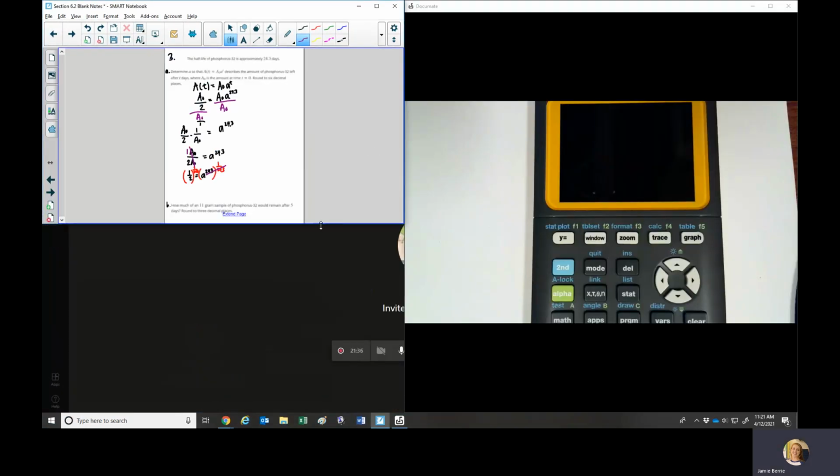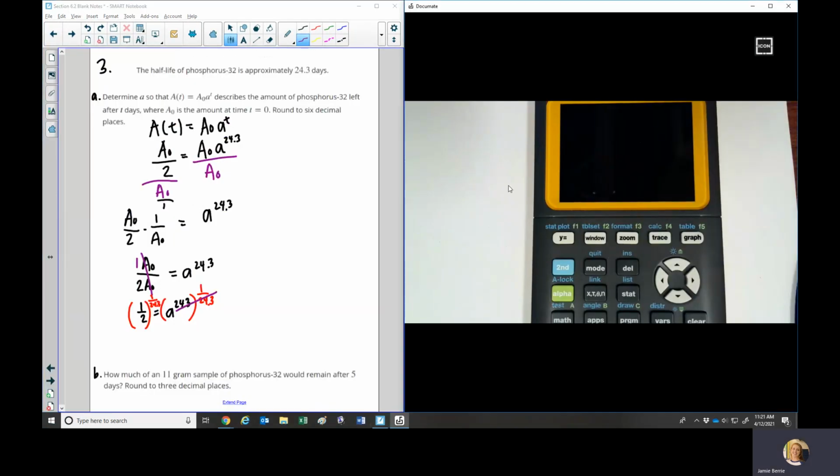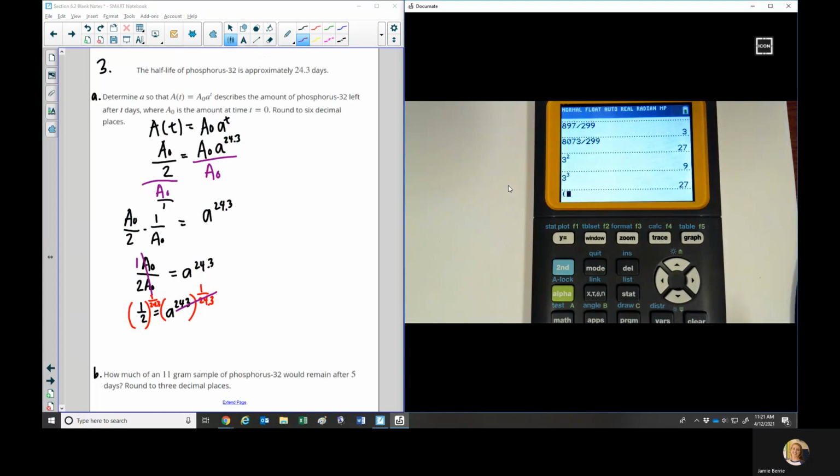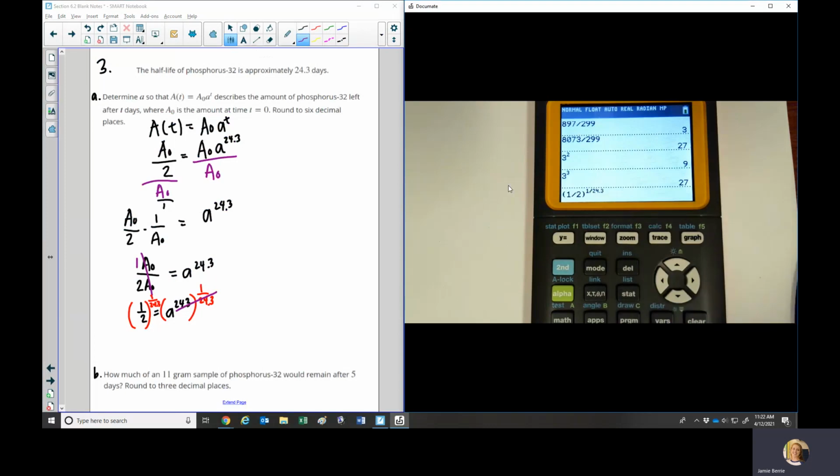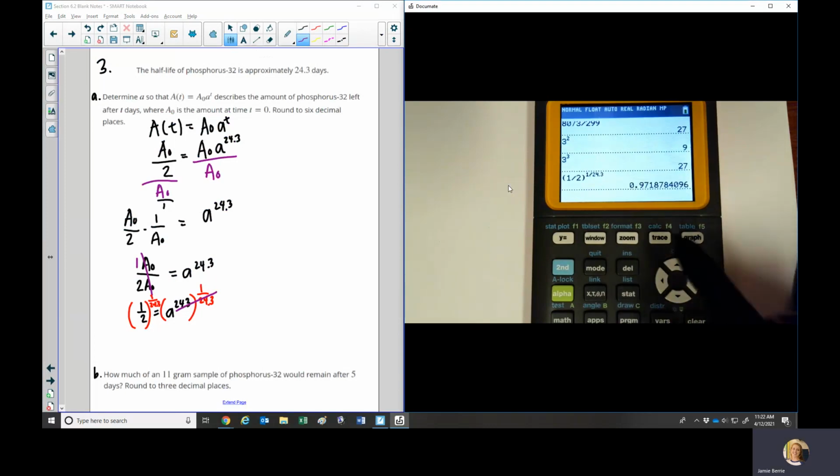All right, so we have parentheses 1/2 raised to the 1 over 24.3 power. Now, if you have a TI-83, you want to make sure to put parentheses around your little exponent. So again, if you have a TI-83, make sure you put parentheses around that exponent. Let's see what that is. So here's our value for a.